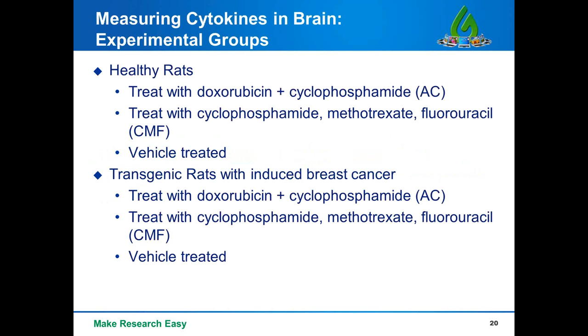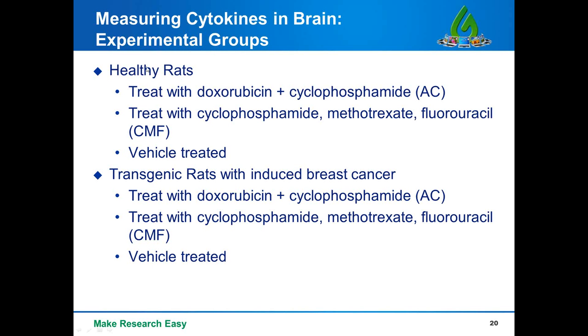We're going to have a few different groups of animals here. The idea behind using a rat model of breast cancer, which I'm going to talk about in just a second, is that it isn't the cancer alone that causes the epigenetic changes. We want to make sure that it's the actual chemotherapeutic agent that's causing these problems.